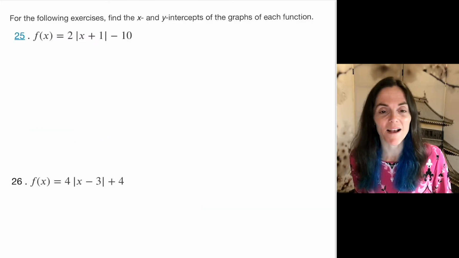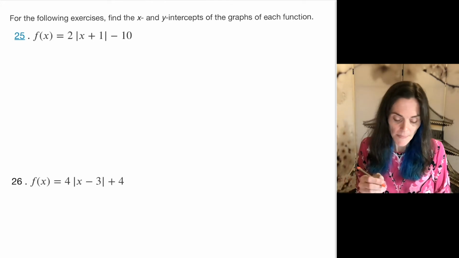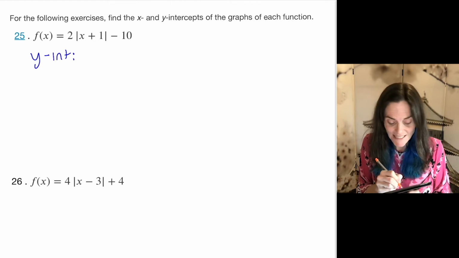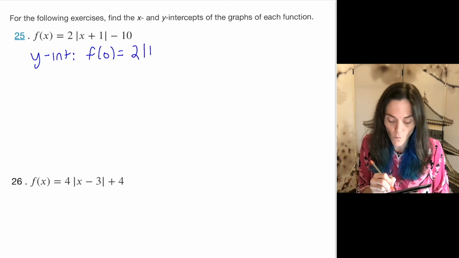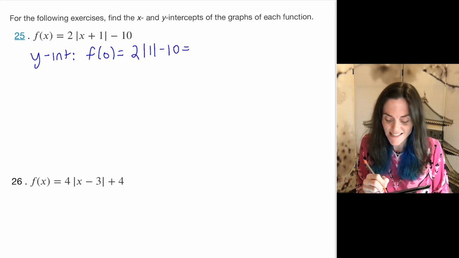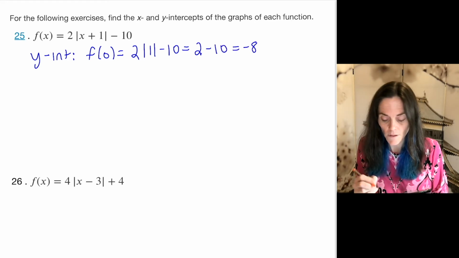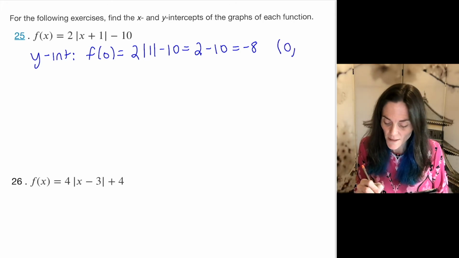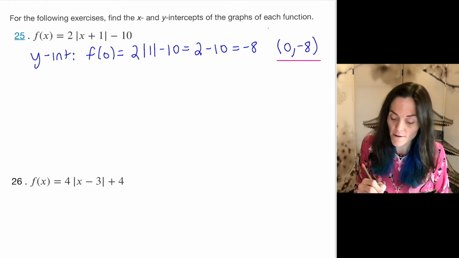25 and 26, we will find the x and y intercepts for the graphs of each function. We did one like this in the lesson video. Here are two examples to practice. The y-intercept we will do first. I find it a bit easier. We just need to evaluate the function at 0. We get 2 times the absolute value of 1 minus 10. This is just 2 minus 10. This is negative 8. As a point on the graph, this point is 0, negative 8. Let's underline this. Maybe I will write above, this is our y-intercept.